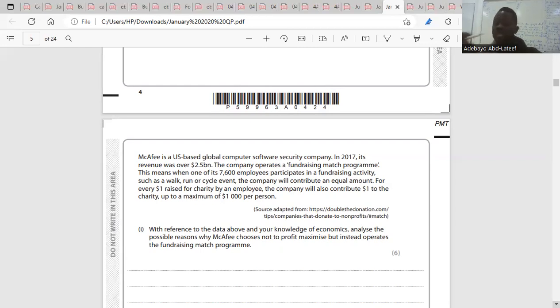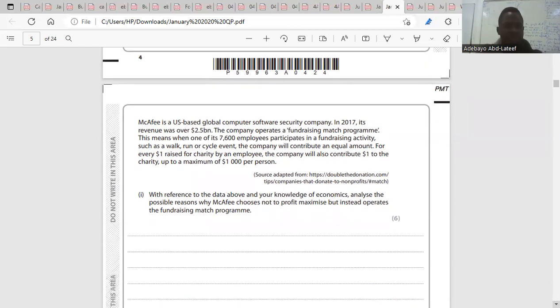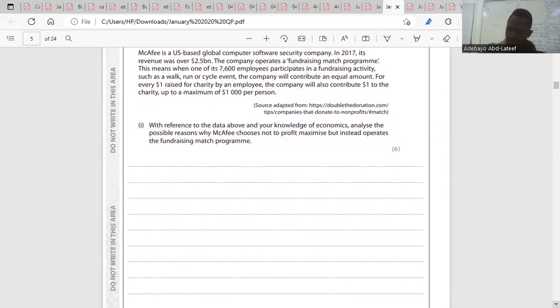So what is the question saying? With reference to what she just read, they said, use your knowledge of economics, analyze the possible reasons why McAfee chooses not to profit maximize, but instead operates the fundraising match program. The first thing is this. McAfee stopped thinking about profit maximization. McAfee might think about this because it wants to build its reputation in the society. Are you with me, guys?